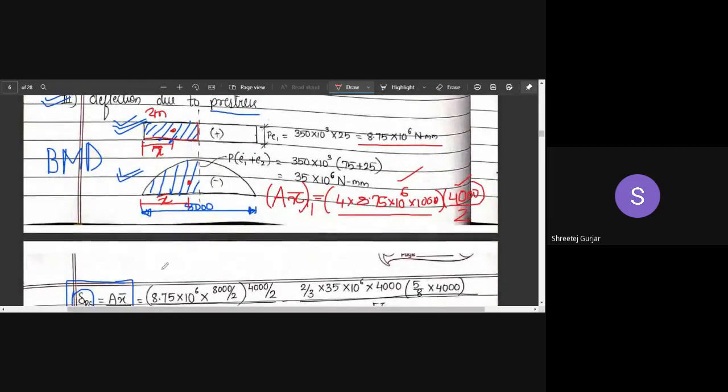First area. Now what about the second area? Can you tell me for this parabola? Can anyone tell me? A into x bar for the second shape. Quickly, you have to tell. Area into x bar. Everything is on your screen itself.